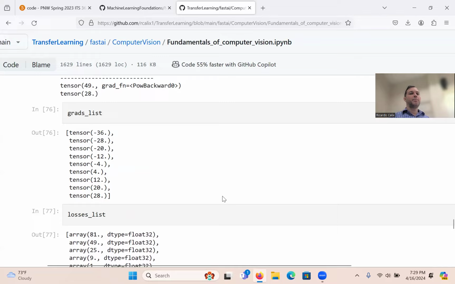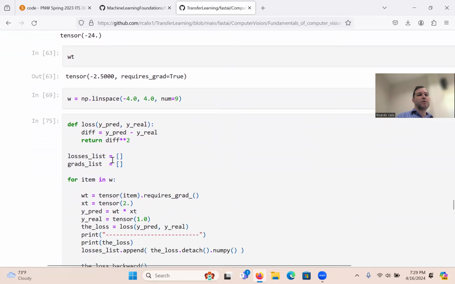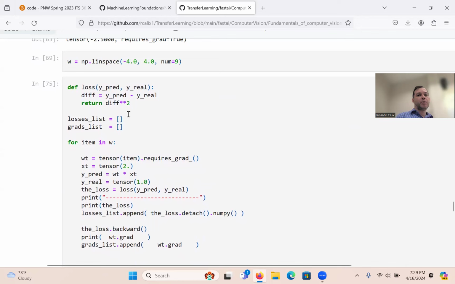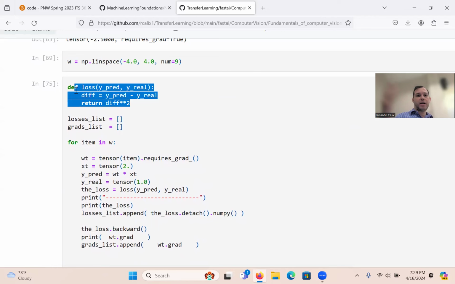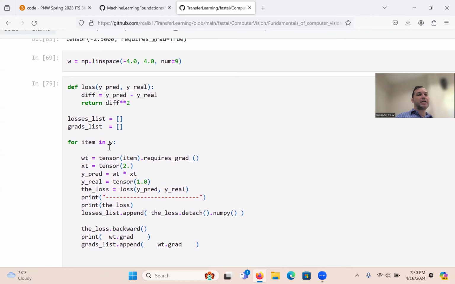Once I have this space here, I'm going to run that familiar loop that we always do. I rewrote the function again: loss, y real, y pred, difference squared. I made these lists just to keep track of the values. Then for item in W, what is W? The linear space. So I'm literally just iterating from -4 to 4. As I'm doing that, I'm going to plot those values in the quadratic function, and I'm also going to give you the gradient equivalence of them. Do you guys understand that?